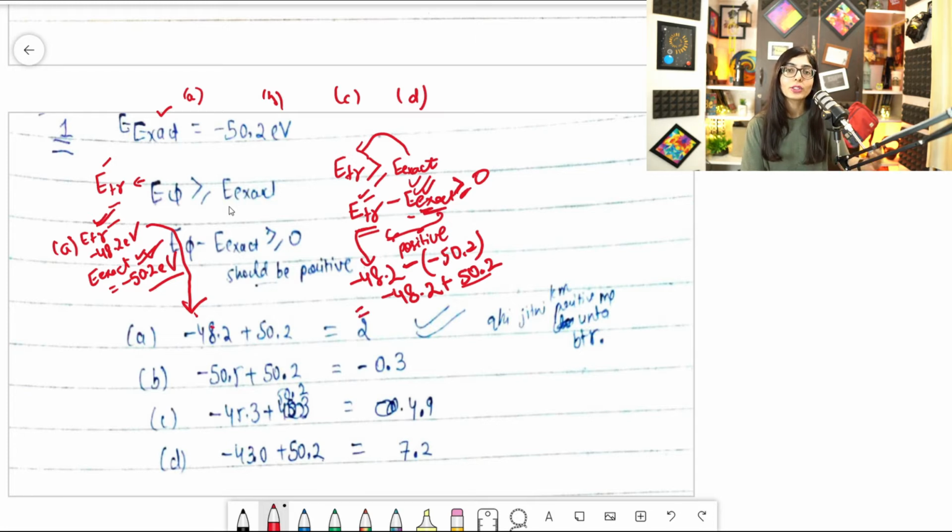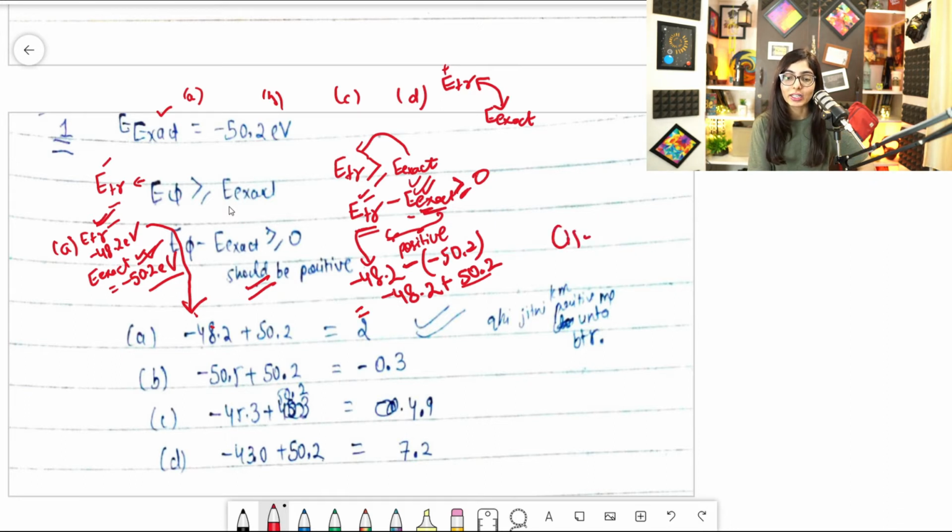So I'll do everything in a similar fashion for the other 3 remaining options, and I'll see which is the minimum difference. Like, if there is an exact energy and you take any imaginary function and calculate its energy, the difference between them should be very small, but positive. Positive, because this is the rule that it should be positive. It should be positive, but it should be small. So we'll see; the first thing is that it should be positive.